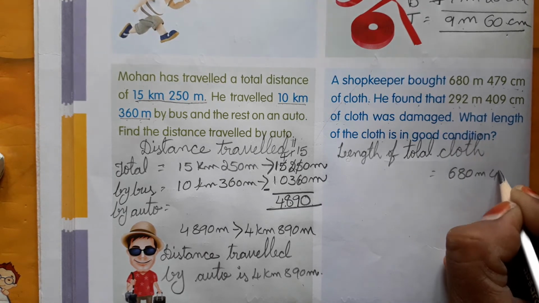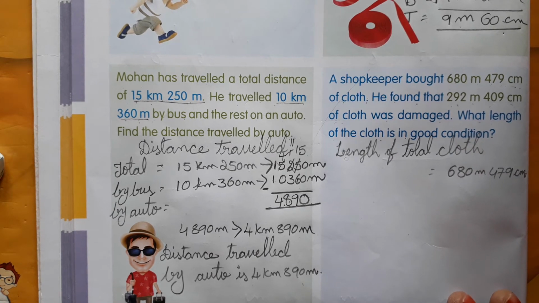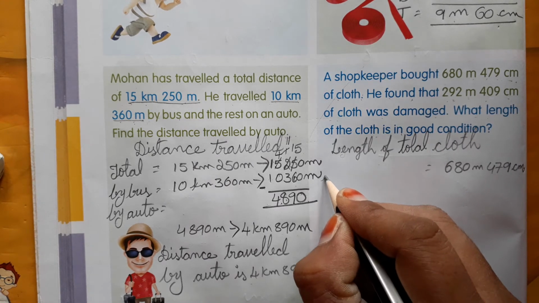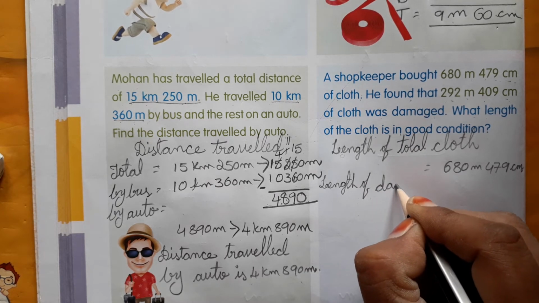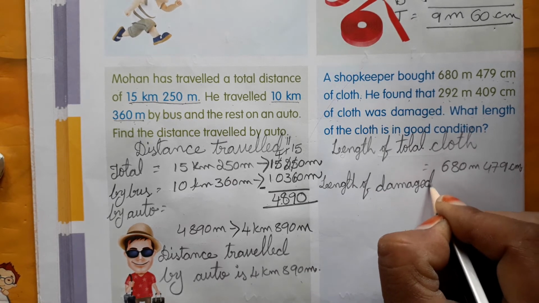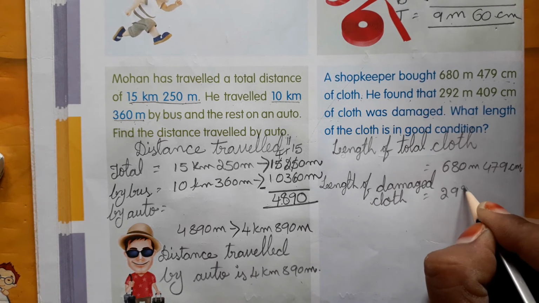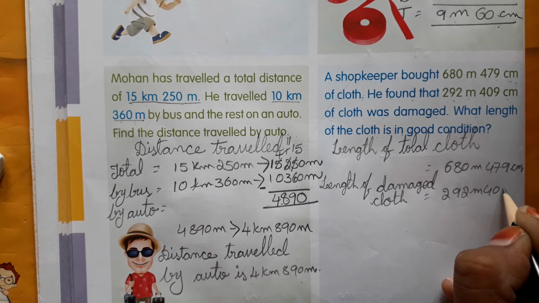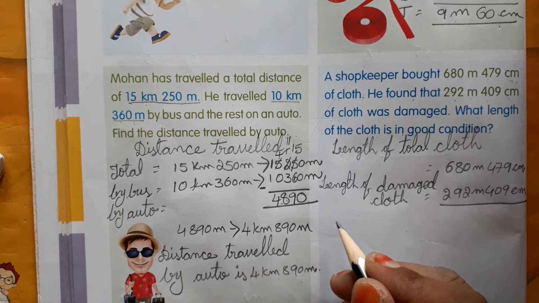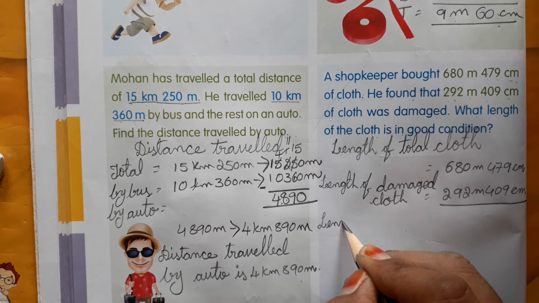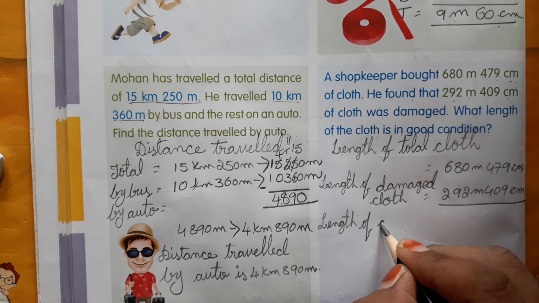680 meters 479 centimeters. Next, the length of damaged cloth. How much? 292 meters 409 centimeters. Then what do you have to find here? Length of good cloth.